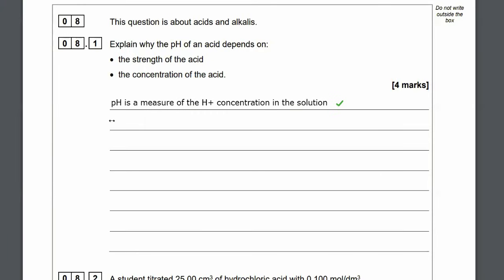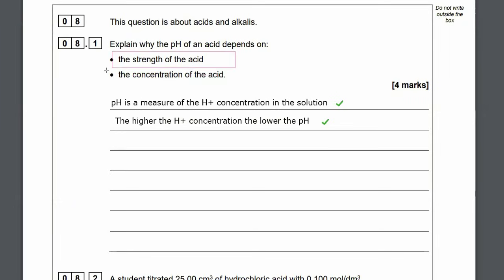And what does that mean? That means the higher the hydrogen ion concentration, the lower the pH. So that could get us another mark, really. Just explaining what pH is and how hydrogen ion concentration relates to the pH. Now, we need to focus to grab our next 2 marks. We need to really focus on these 2 factors.